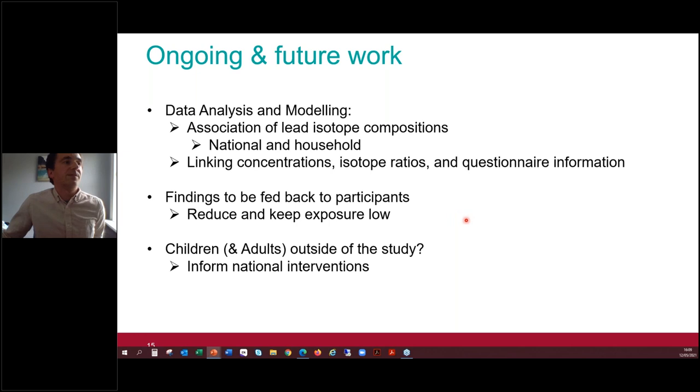These findings are being fed back to the participants to help keep them informed, but also to reduce and keep exposures low. Essentially, we've seen that the participants in these surveys have had a really positive outcome from the intervention of a letter, raising awareness and educating. But there's probably quite a high incidence of children and probably adults who are not really being looked at in any detail outside of this study, who would benefit from some kind of intervention. And so hopefully the additional information gained here will inform the Georgian Centre for Disease Control to put in place some intervention that will help at a population level.